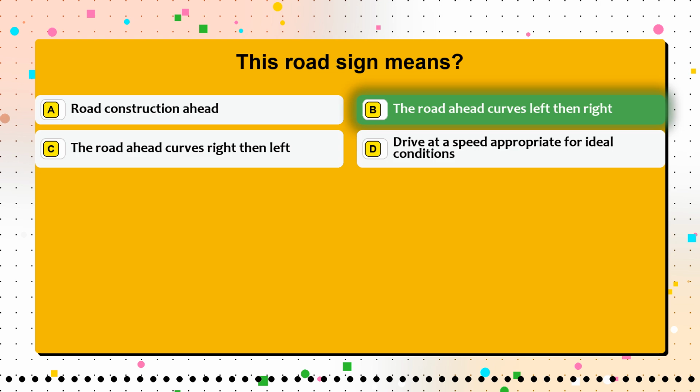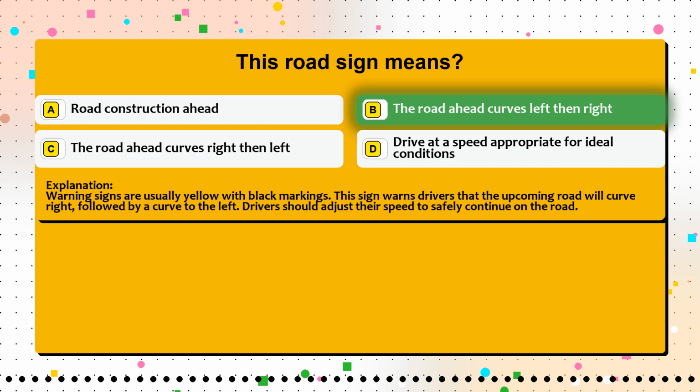The correct answer is option B, the road ahead curves left then right. Warning signs are usually yellow with black markings. This sign warns drivers that the upcoming road will curve right, followed by a curve to the left. Drivers should adjust their speed to safely continue on the road.